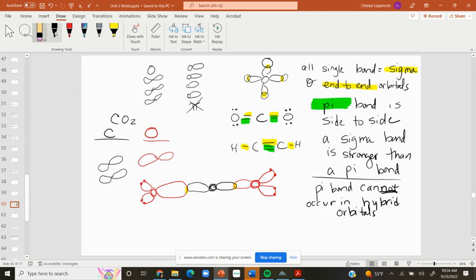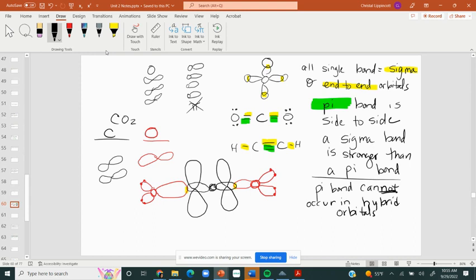And now I need to go back and draw in my pi bonds. Pi bonds have to have p orbitals. Pi, p. Use your alliteration. So I'm going to draw in my p orbital here. I'm going to draw in a p orbital here. That is the p orbital for this sigma bond here, and the p orbital for this sigma bond here.